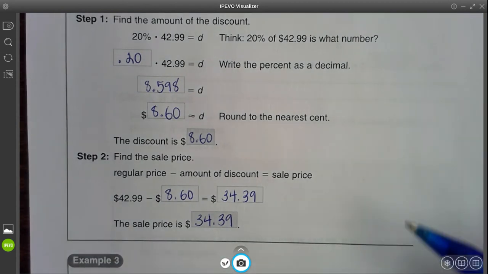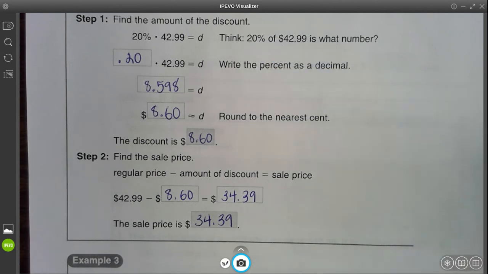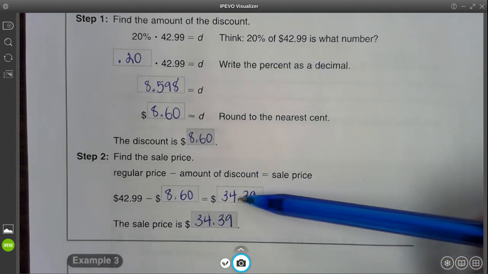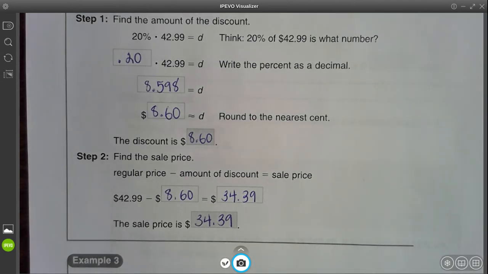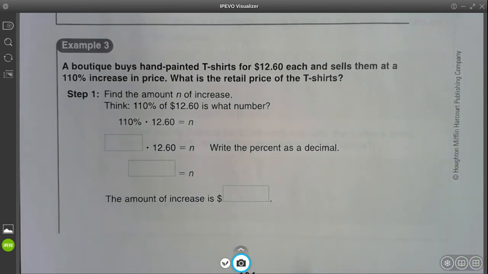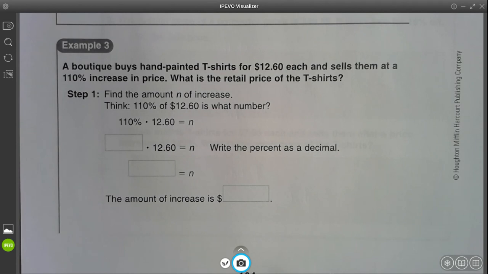Okay, think to yourself sometimes, does it make sense for a 20% sale to give a final price of $8.60? A lot of people forget this last step to find the sale price, which is to subtract the two. All right, the next one says a boutique buys hand-painted t-shirts for $12.60 each and sells them at a 110% increase in price. What is the retail price of the t-shirts?